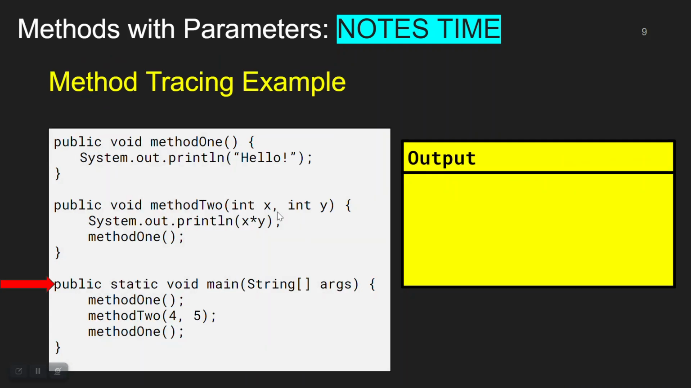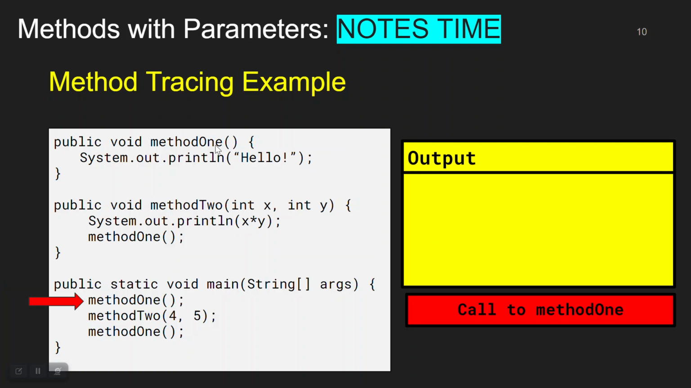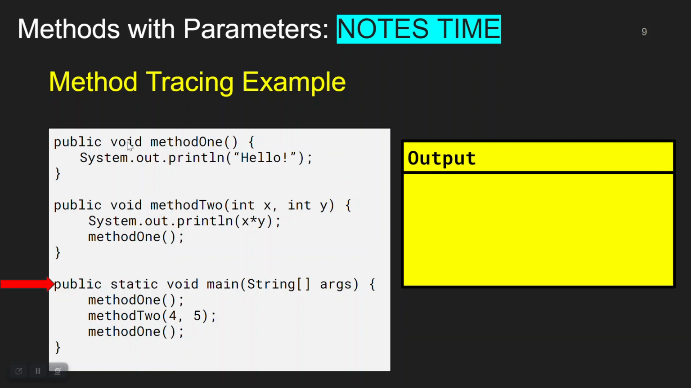So now we'll close this out with a little bit of tracing once again, and this time we're going to trace some methods, and we're going to try to figure out what's going to output when we run this code. So up here we've got public void method 1, which prints hello. Then we've got public void method 2, which takes in 2 formal parameters, prints their product, and then it calls method 1. And then down here, this is our main method. So if we were going to trace this out, we would want to start down here at the main method.